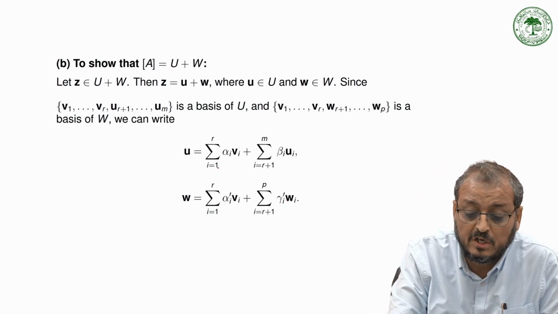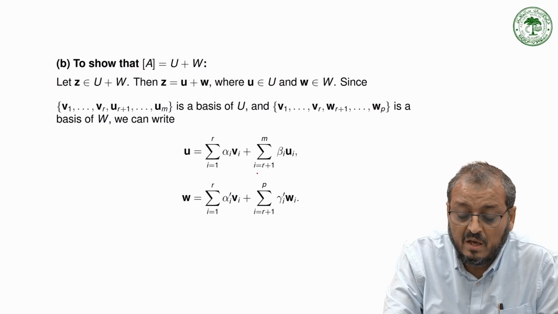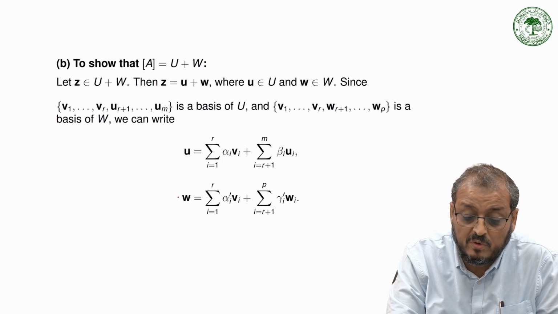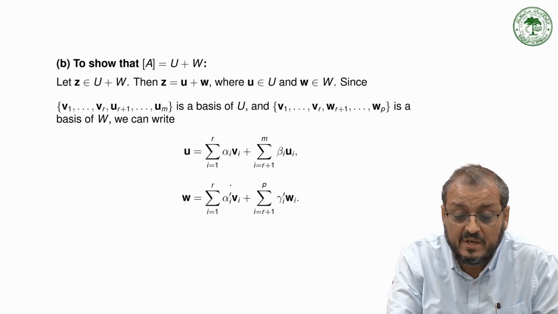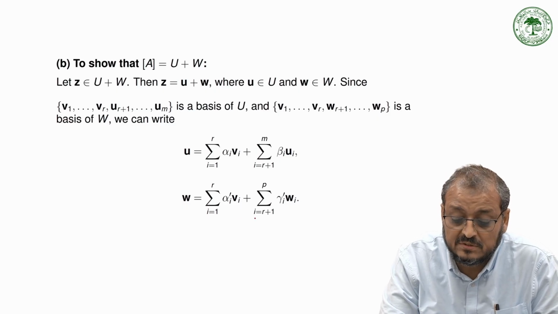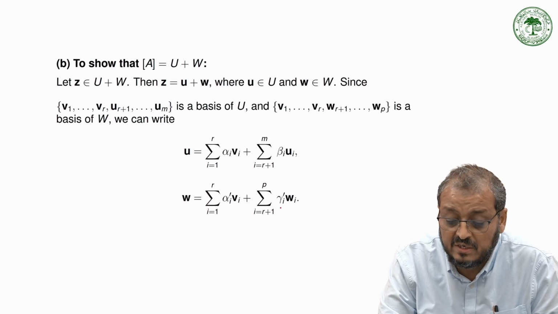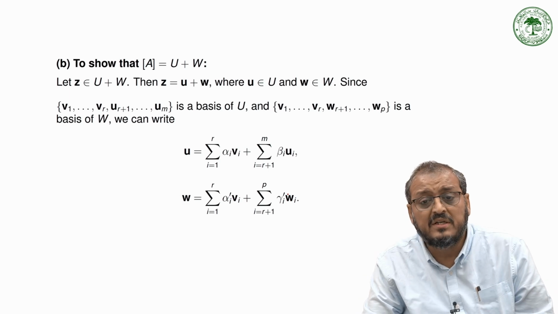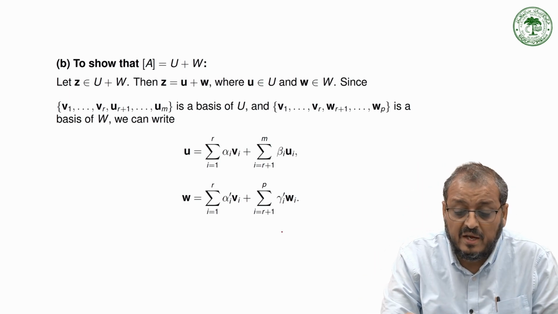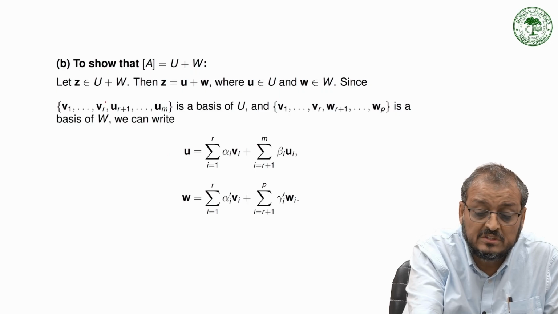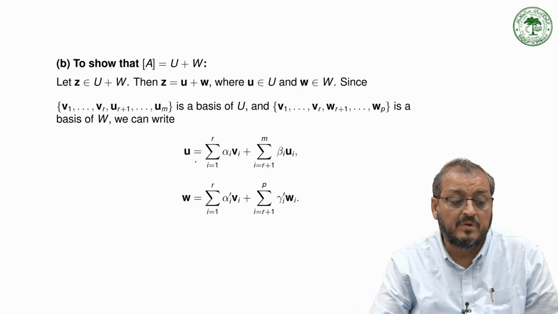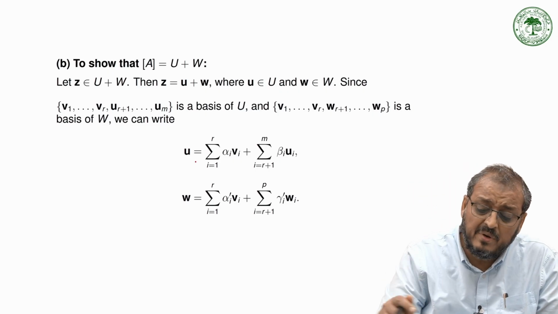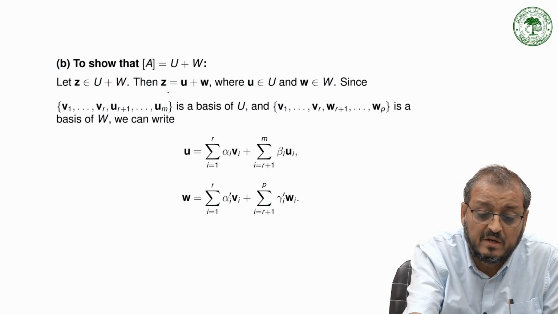So we write u equal to the sum of i running 1 to r of alpha i Vi, plus the sum of i running r plus 1 to m of beta i Ui, and similarly w can be written as the sum of i from 1 to r of alpha i prime, taking some different scalar, Vi, plus the sum of i equal to r plus 1 to p of gamma i prime Wi. Because these are bases, each can be written as a linear combination of these vectors.